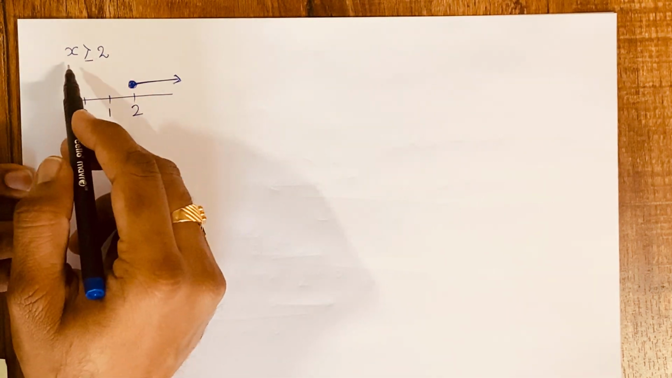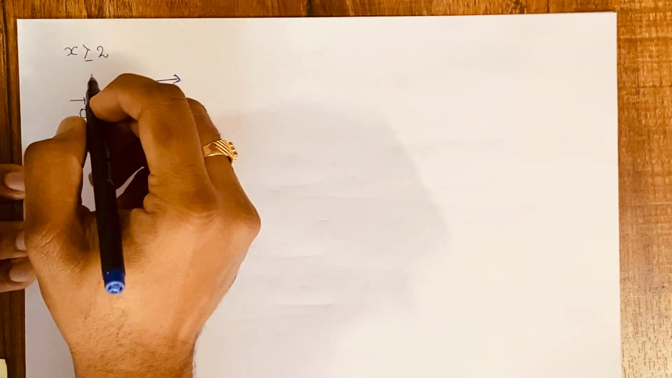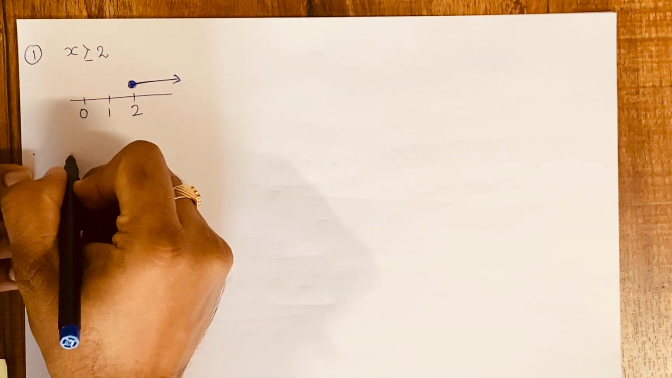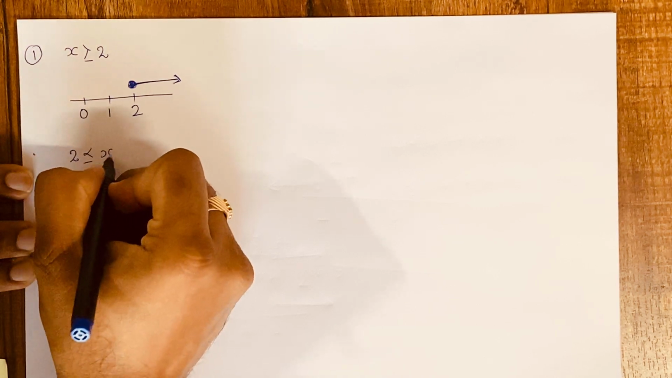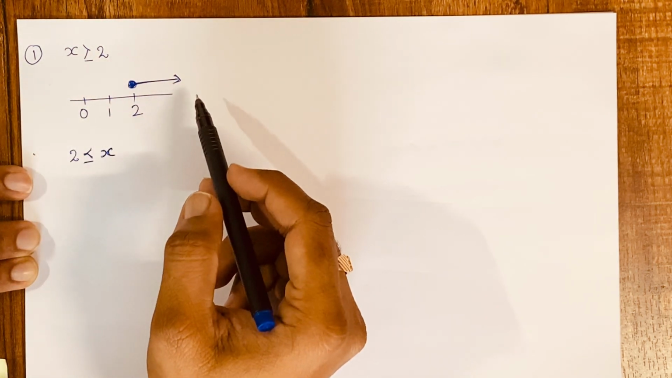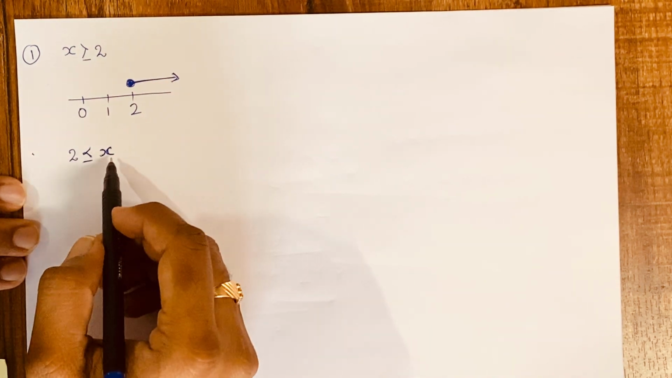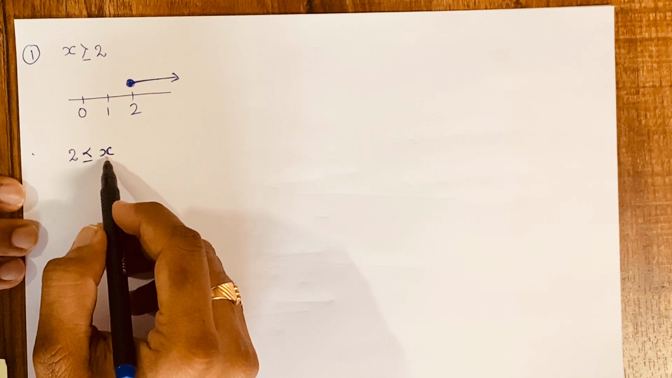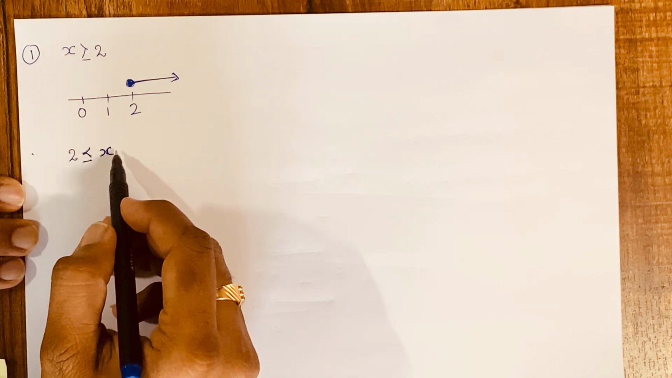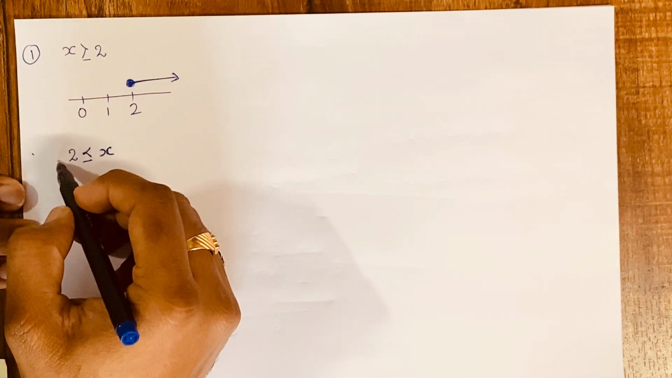But to represent this x greater than equals to 2, there are different ways in which the examiner can give you a question. For example, the same thing can also be represented by 2 is less than equals to x. This represents the same thing, because if you read it from left to right, you say x is greater than equals to 2, since the opening is towards x. So you can always write this format or this format.